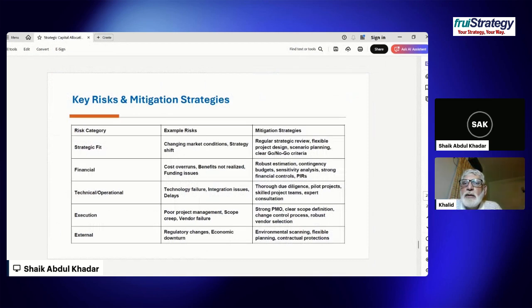This slide is all about the key risks and the mitigation strategies. The first one, very importantly, is the strategic fit. So changing market strategy, market conditions, and so there is a strategy shift. So the mitigation strategy would be doing a regular strategic review, flexible project design, scenario planning, and clear go no go criteria.